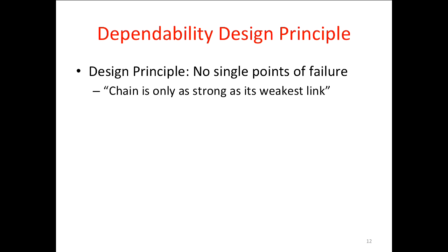So, looking at how you build dependable systems. One thing is avoiding single points of failure. It's all about redundancy. You want to avoid having the one thing that, if it goes wrong, everything goes down. You want to have redundant copies of everything and be able to switch over to those to keep things going.